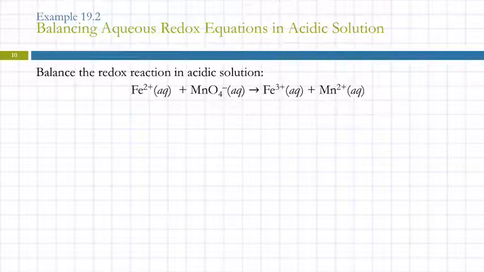Okay, let's do another one. This one's going to be a little more difficult. So, oxidation states. What's the oxidation state of iron 2+? +2. Let's skip the permanganate ion there. How about Fe3+? +3. And how about manganese 2+? +2. Okay, now we got to go back to this guy.